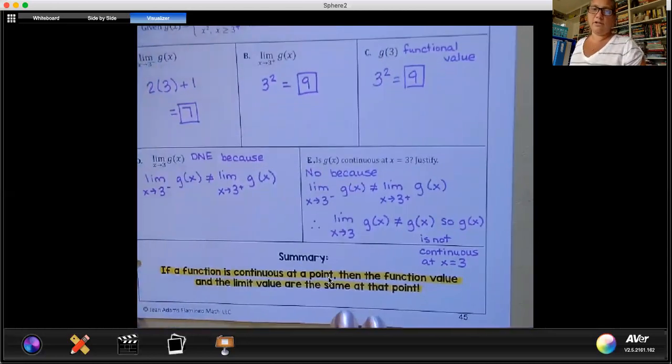In summary, if a function is continuous at a point, then the function value and the limit value are the same at that point. And if you think about the problems and exercises we've done today, that should make sense to you.